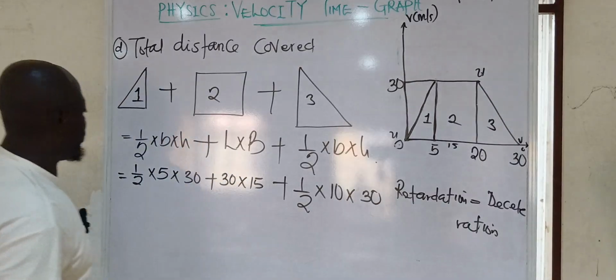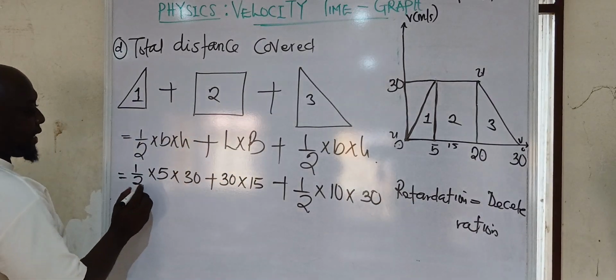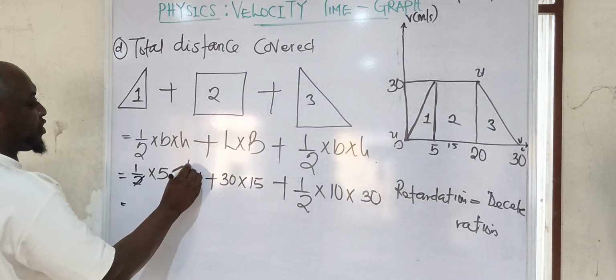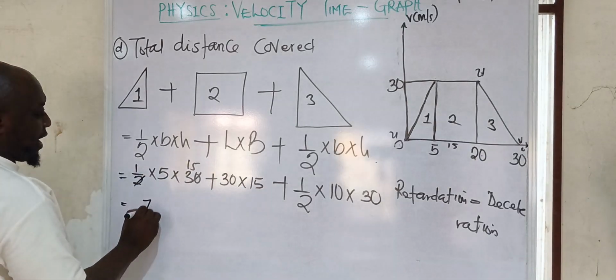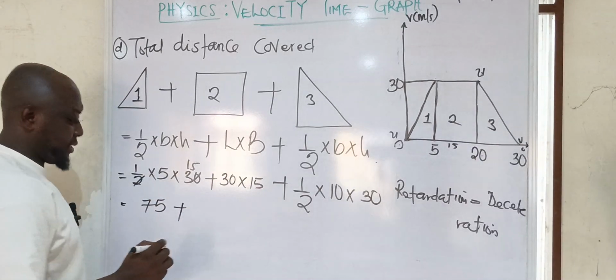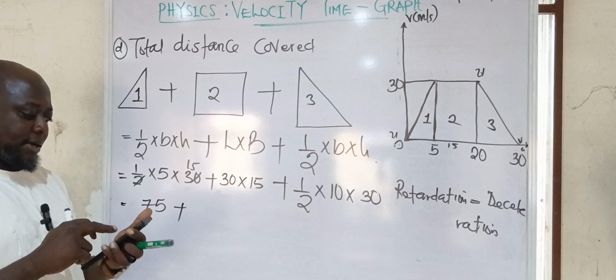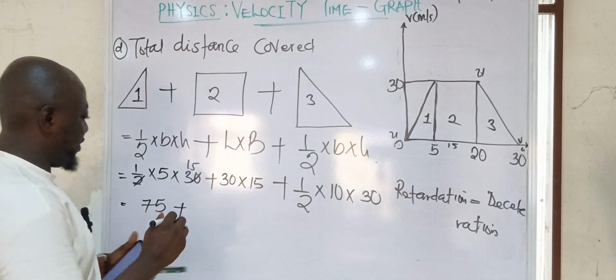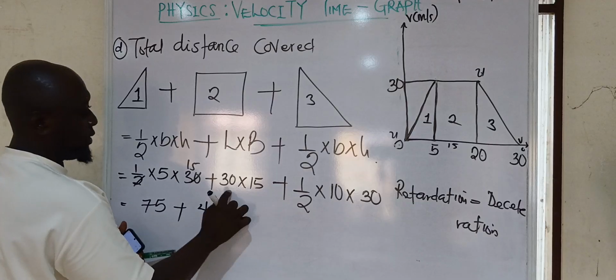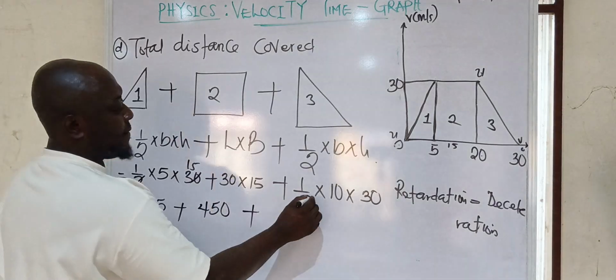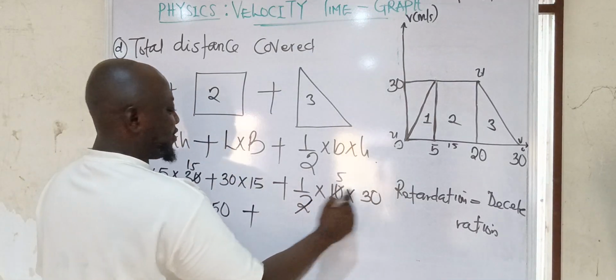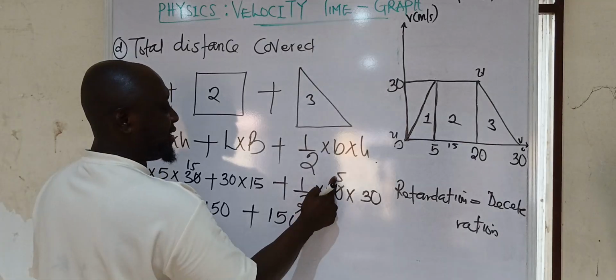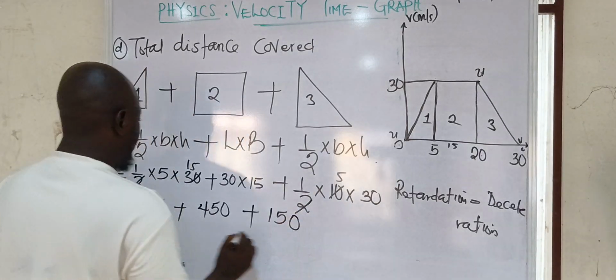So what do we do now? We start taking this one. I told you that this one will give us 15 here. When you multiply this, we have 75. Plus, the next thing we'll do here is 30 times 15, which will give us 450. Plus, here, if I cancel this, I have 5. Doing this one, I have 150. 5 times this one gives me 150.